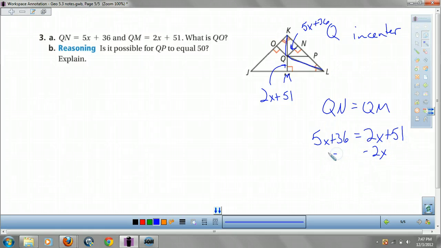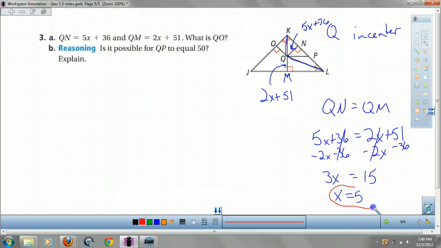Subtract my 2x, subtract 36 from both sides. 3x equals 15, so x equals 5. So now am I done? No way, Jose. I take this 5 and I plug it back into my equation. So I go 2 times 5 plus 51, which is 10 plus 51, which is 61, right? If QM is 61, then QO is also 61. And you're done.